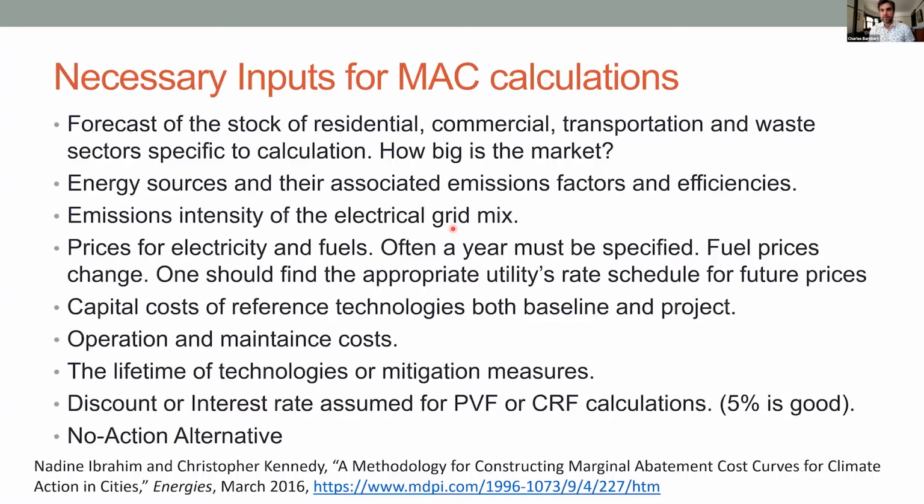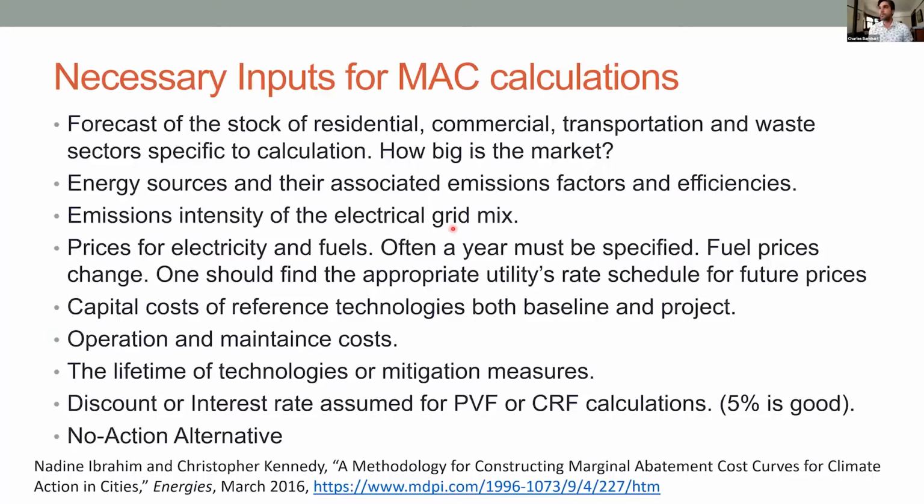You need to know the energy sources and their associated emission factors and efficiencies. So, what energy is being used for whatever project or baseline you're exploring. What is their carbon intensity? What is the efficiency of their power plants? Those sort of things. What are the line losses in the power distribution electricity grid? What are the emission intensities of the electrical grid mix? This is going to change from region to region and over time.